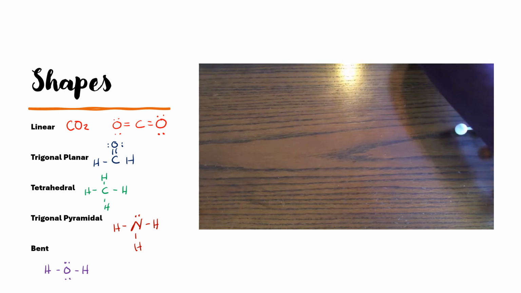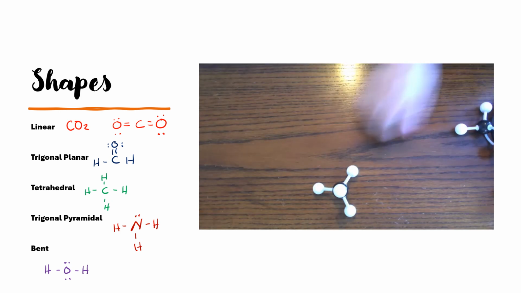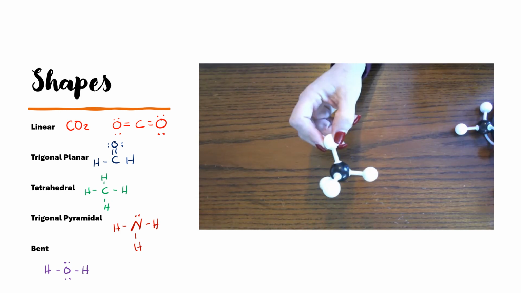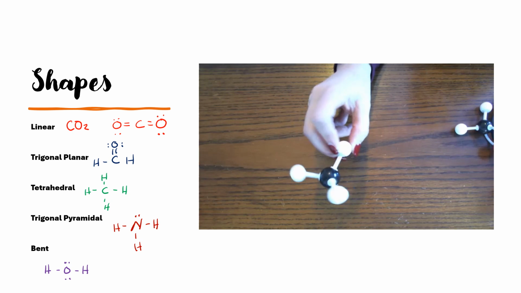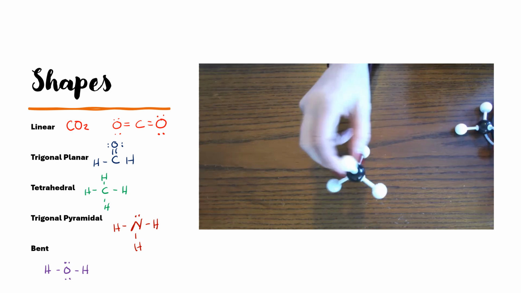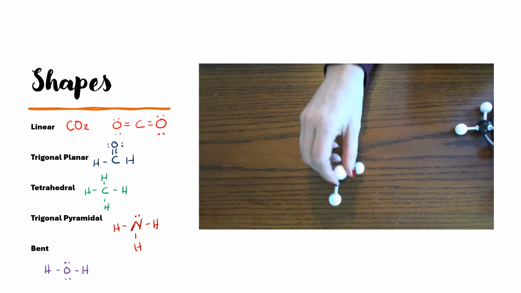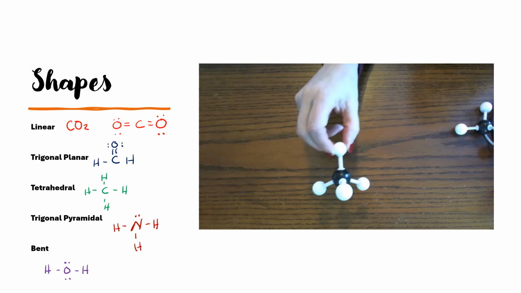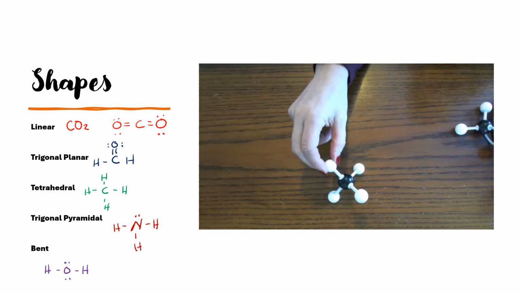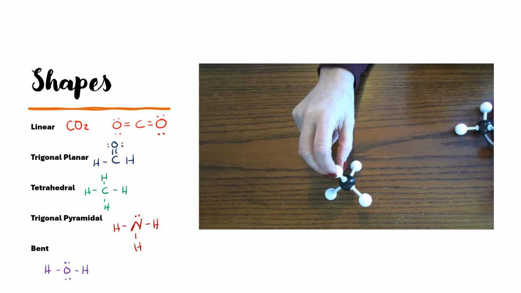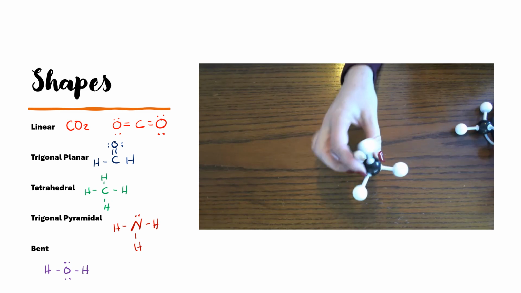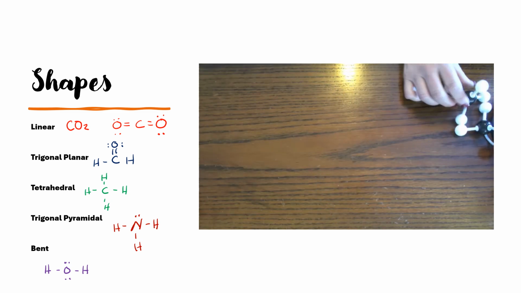All right, tetrahedral. We deal with carbons all the time, and so most of the time when carbon has 4 bonds, 4 bonding regions, it is going to take on a tetrahedral shape. This tetrahedral shape is almost kind of like a pyramid, where 3 of the hydrogens form the base of my pyramid, and 1 of the hydrogens forms the top, and I've got my carbon atom in the middle.